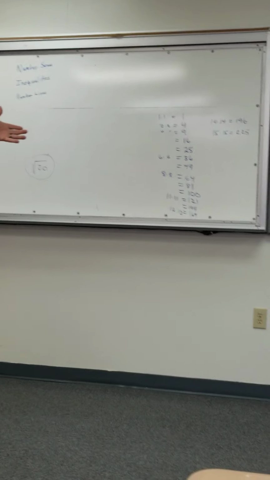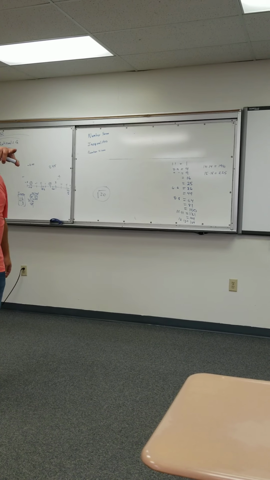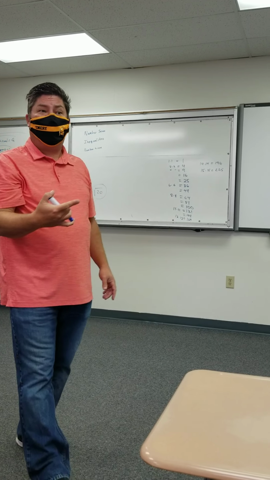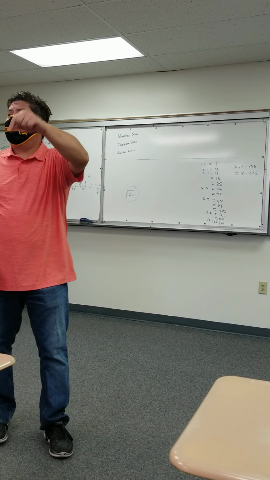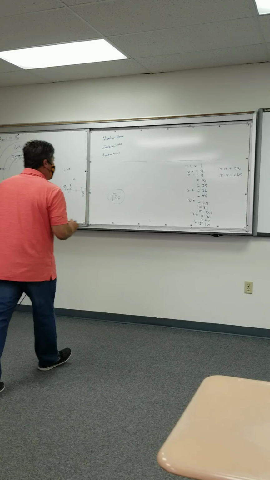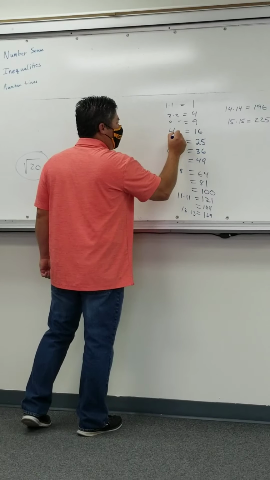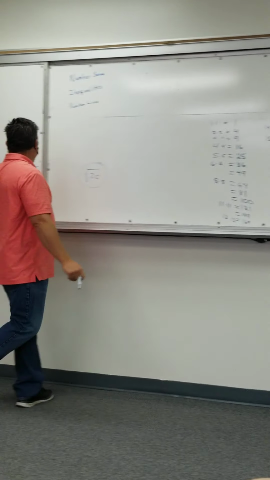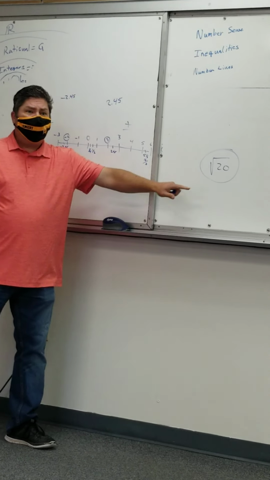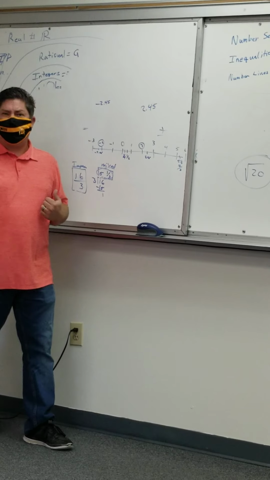So it's less than 5 times 5, right? Which is 25, because square root of 20. So it's going to be less than 5, but more than what number? What's your name? Sally. Sally, it's more than what number? 4. More than 4, because 4 times 4 is 16. So I know it's between 4 and 5. Right? So on my number line, when I'm marking square root of 20, is it closer to 16 or is it closer to 25?